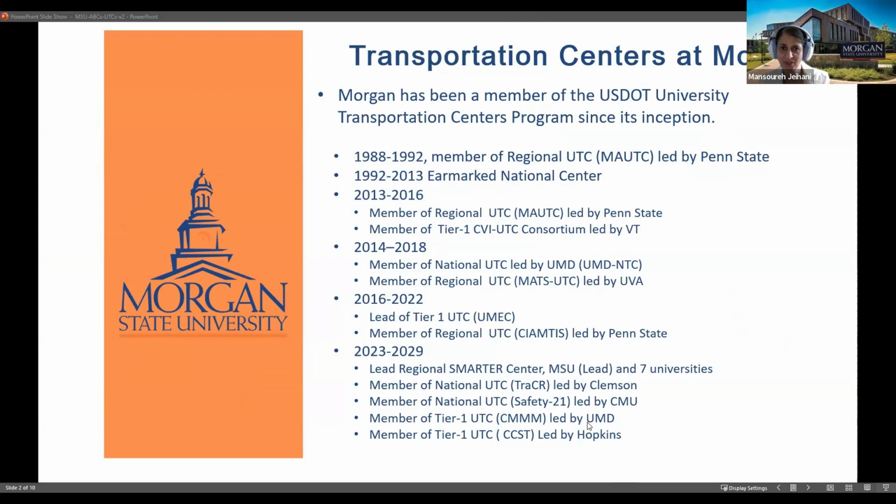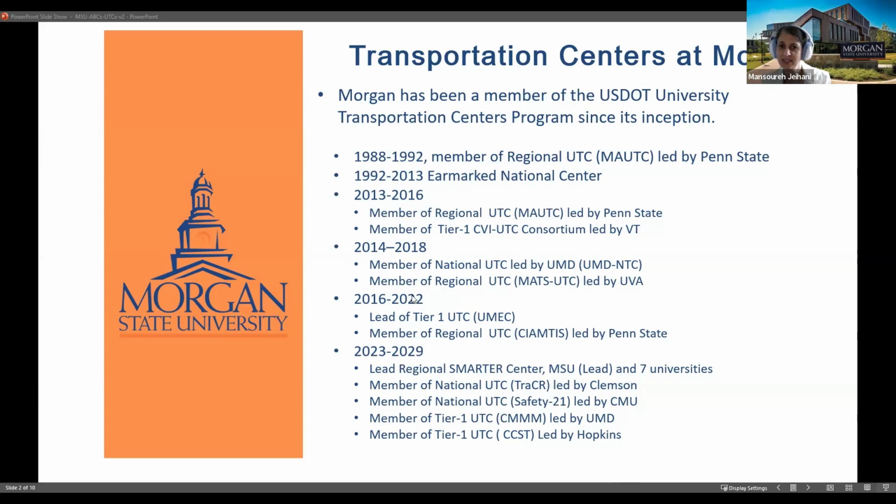From 1988 to 1992, we were part of the Region 3 regional UTC led by Penn State. From 92 to 2013, we were an earmarked National Center, and that's how the National Transportation Center at Morgan was established and has been working. But in 2013, those earmarks went away, and we went to the competition. From 2013 to 2016, we were part of a regional UTC led by Penn State, and we were a member of a Tier 1 UTC led by Virginia Tech.